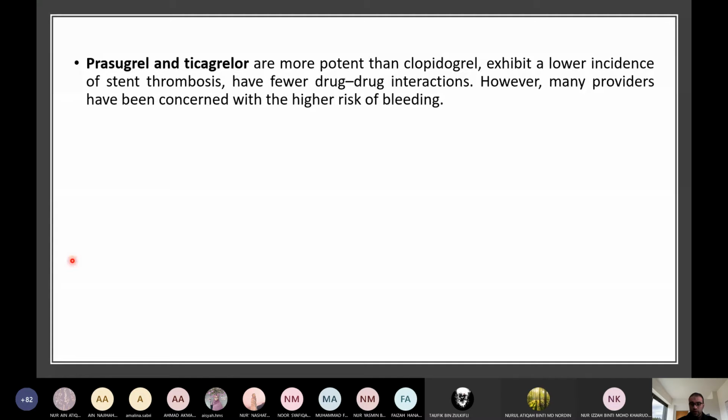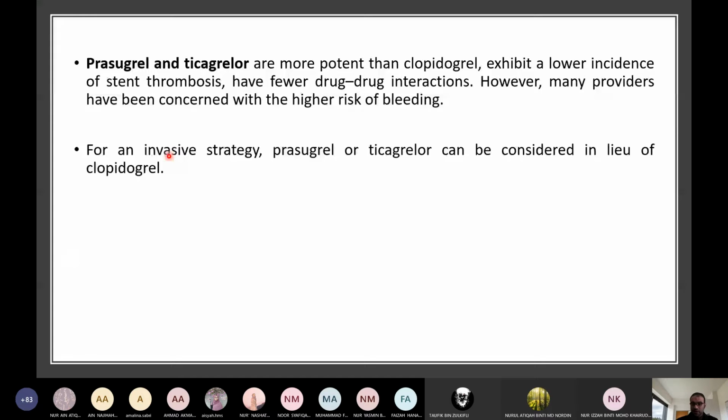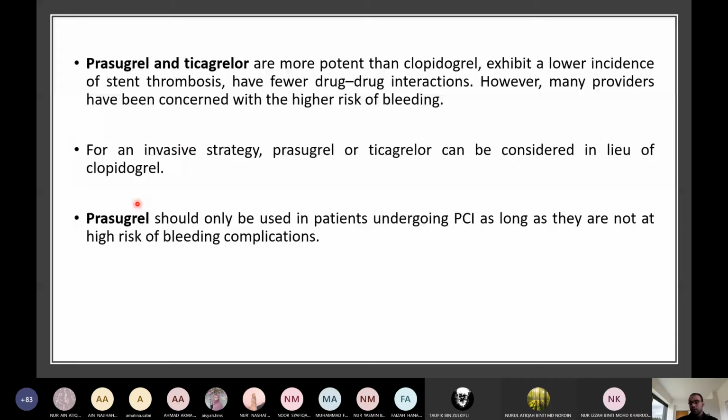Prasugrel and ticagrelor, in general, what we have to understand, in terms of potency, they are more potent compared to clopidogrel. Relatively, they have fewer drug interactions, but the reported risk of bleeding is considered a bit high. For an invasive strategy, prasugrel or ticagrelor can be considered in lieu of clopidogrel. Prasugrel can be used only in patients who are candidates for PCI, as those patients are not at high risk of bleeding complications.